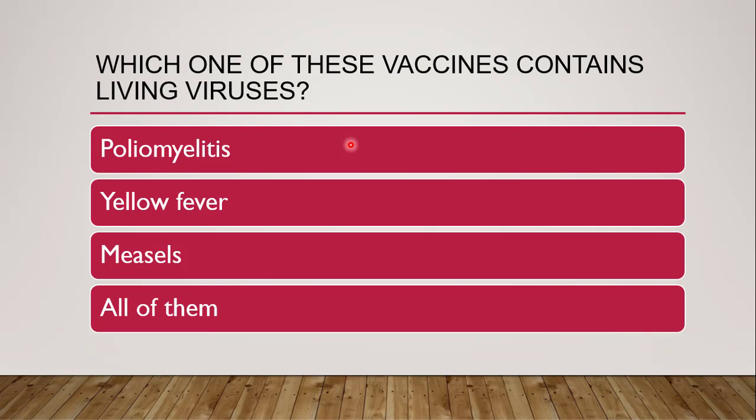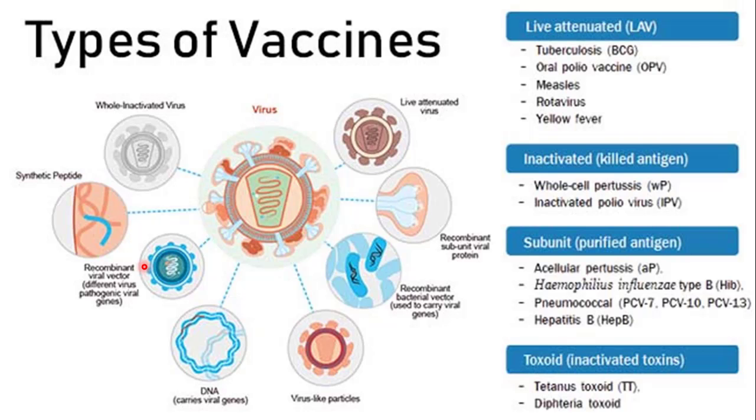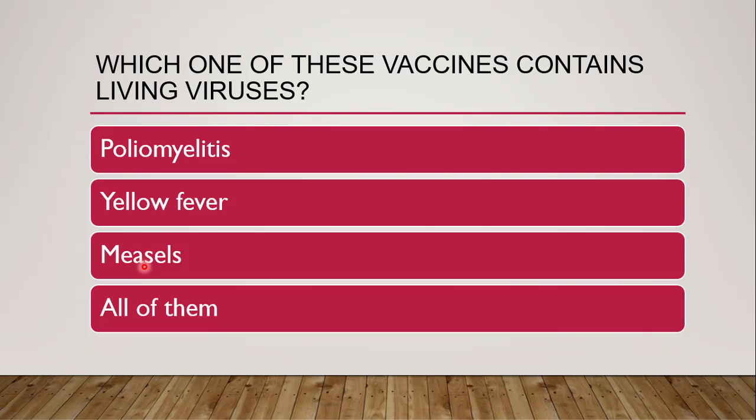Next question is, which one of these vaccines contains living viruses? Now as you have seen in the image, there is a bifurcation. Bacterial vaccines are also there and viral vaccines are also there. So according to the diagram, which of these is possible: poliomyelitis, yellow fever, measles, or all of them? So again, if we go to the examples, vaccines containing living viruses are here.